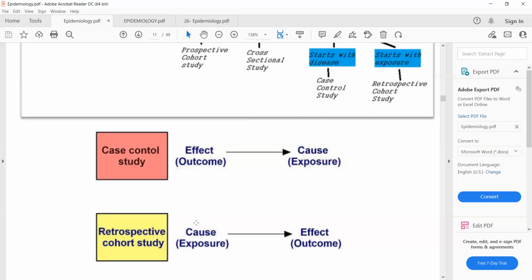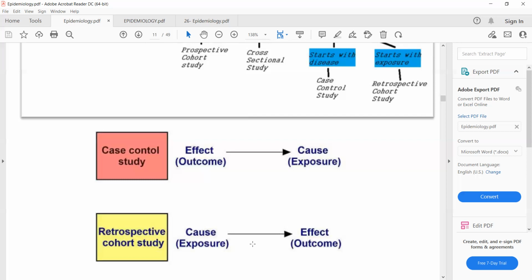Because they start from exposure, only one exposure can be studied at a time. And because we are looking for the outcome, multiple outcomes or multiple diseases can be studied in a retrospective cohort study. So for the difference, for example, instead of asbestos, if the exposure is for something else, let me give you another example. We know that COCP can lead to DVT.